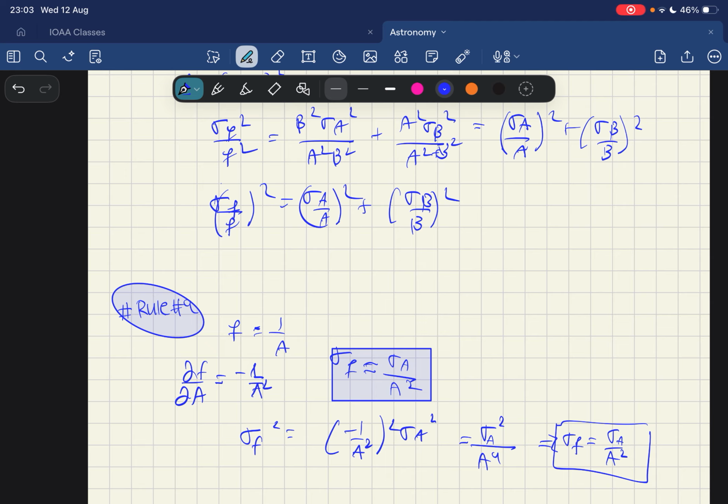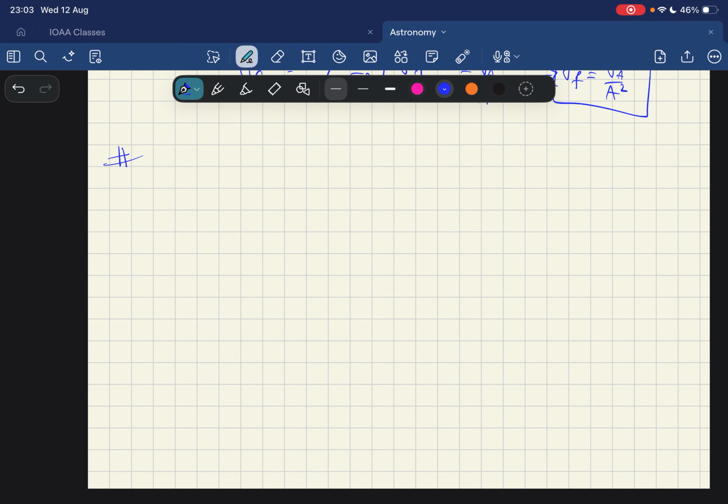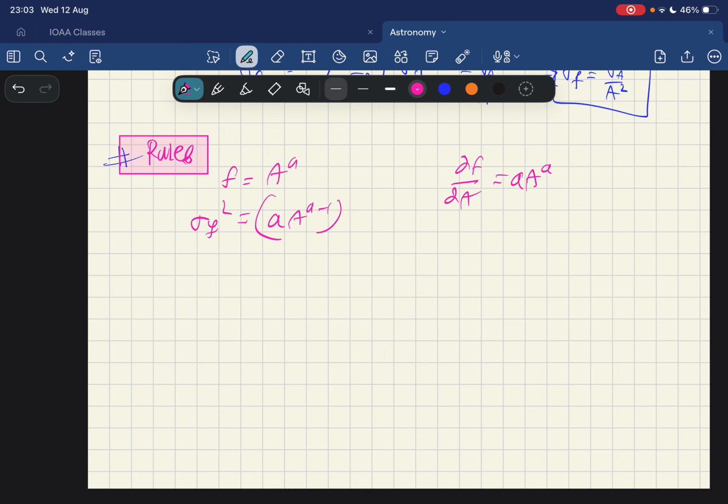So these were a handful of derivations. I suppose we will do it for the power law as well. Where are we? We are at rule number 6, the power law, which is f equals a power n. Uncertainty, let's derive the formula. Del f divided by del a equals n a power n minus 1, because that will be the derivative. So n a power n minus 1 times sigma a, and we divide both sides by f squared, which equals a power 2n.